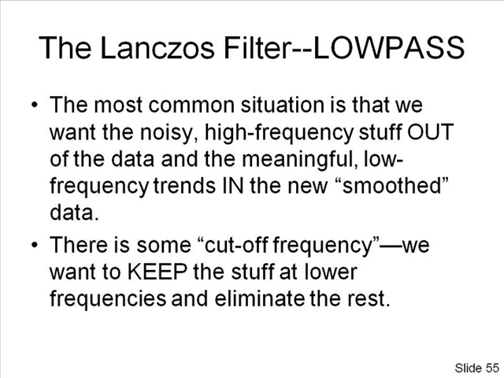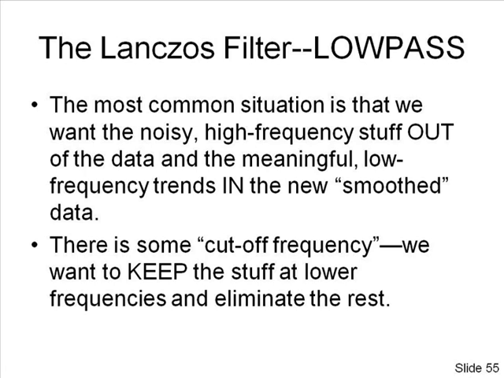We're going to work in particular with the low-pass version of the Lanczos filter, because this is a very common situation. It's very common that you want to run a low-pass filter, where you remove the high-frequency stuff, saying that that's just noise, and keep the meaningful low-frequency stuff in the new smooth data set. In order to work with a Lanczos filter, you have to define a cutoff frequency. If the oscillations that you're seeing in the data are shorter than this, remove them. So you have to define a frequency.